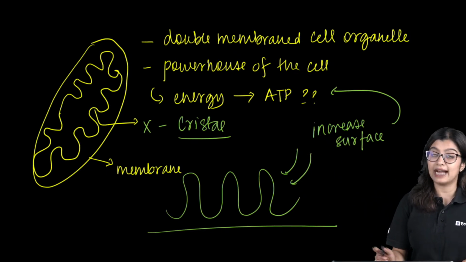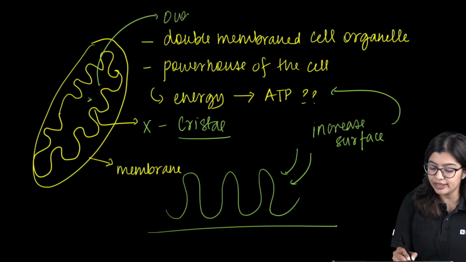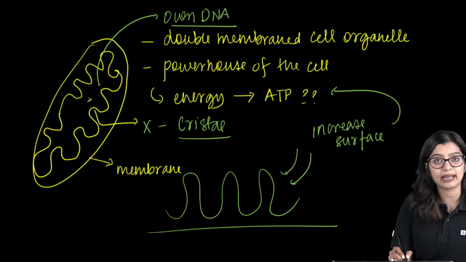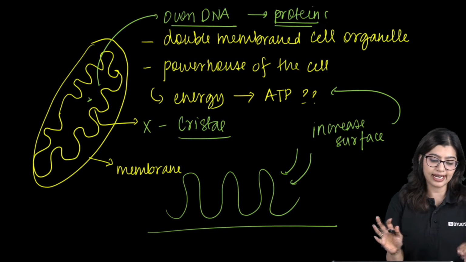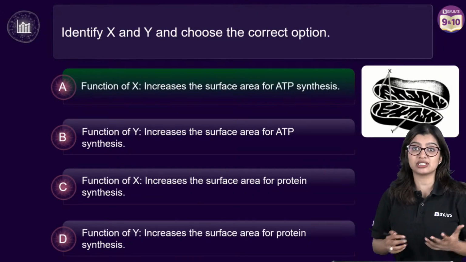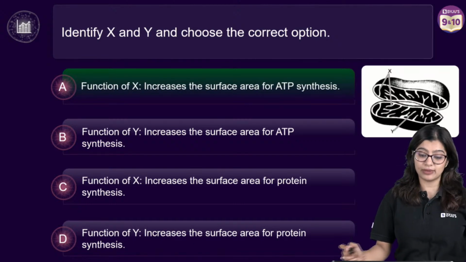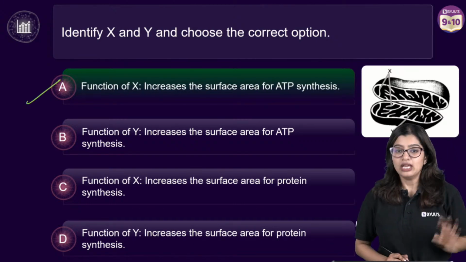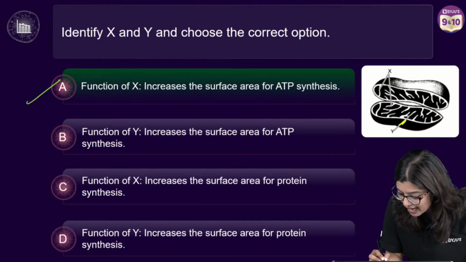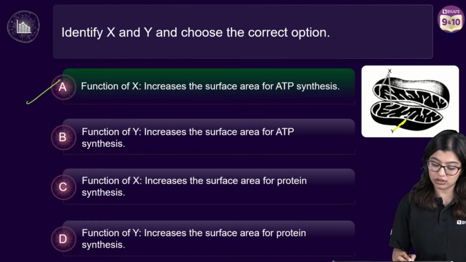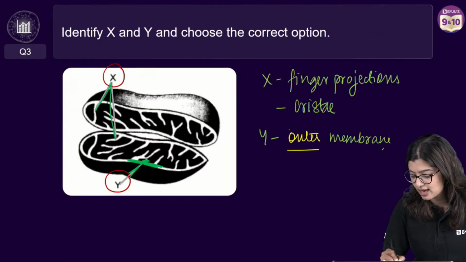Mitochondria is an example of a cell organelle that has its own DNA. That means it synthesizes its own proteins, which happens in the matrix. But there are no finger-like projections there that increase surface area for protein production. So the answer is option A. You are getting confused because the labeling of Y went wrong. Y was pointing towards the outer membrane, I mean the inner membrane.